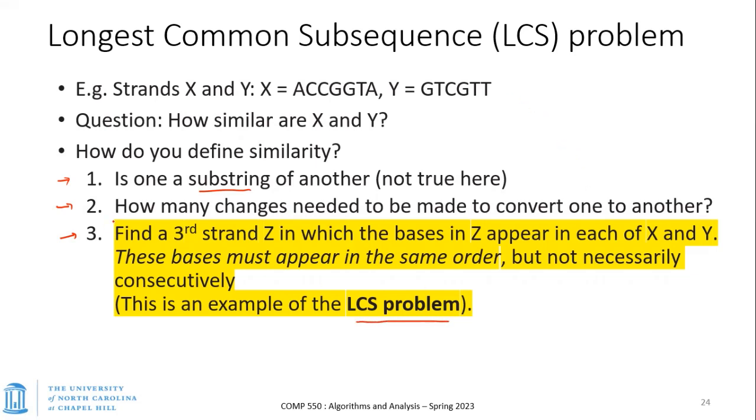It's defined as follows. We find a third strand, and we call it Z, in which the bases in Z appear in each of X and Y, which is where the common comes in. These bases must appear in the same order as well, but not necessarily consecutively. So that's quite a mouthful. Let's look at a few examples and try to understand what the LCS definition is.